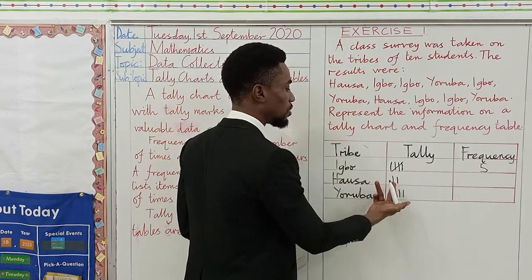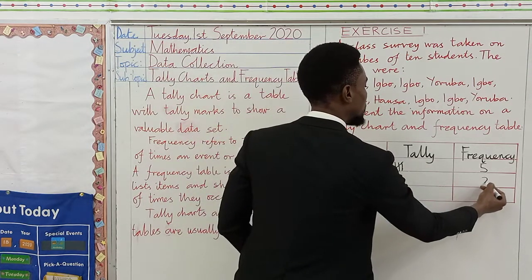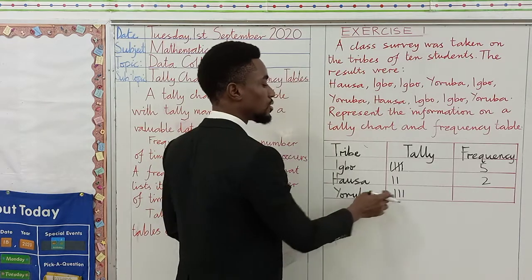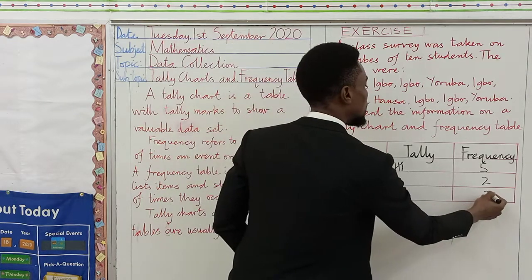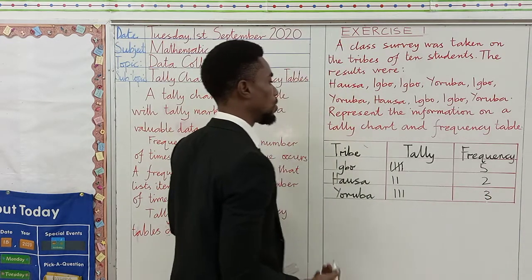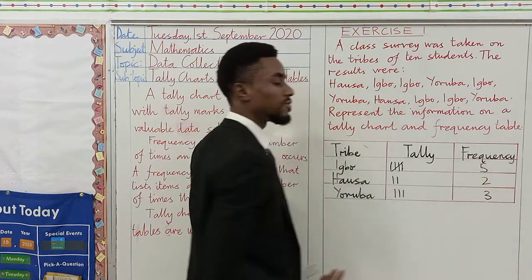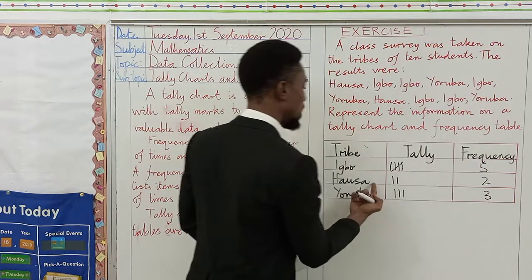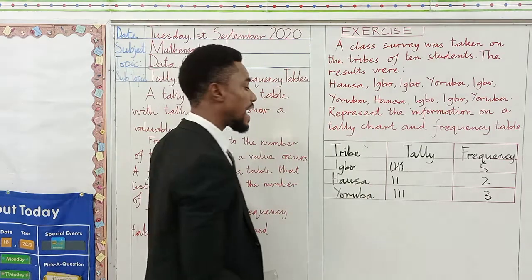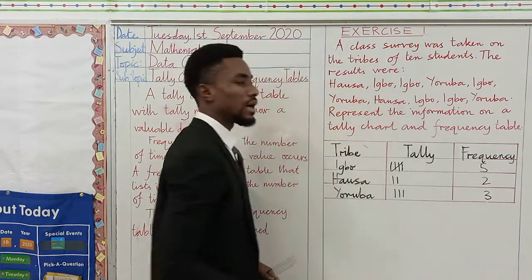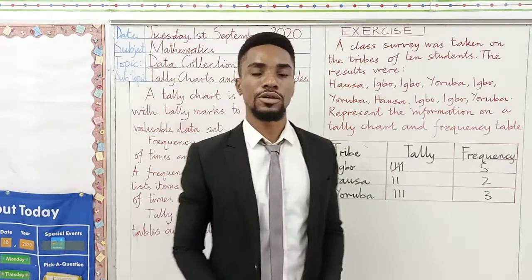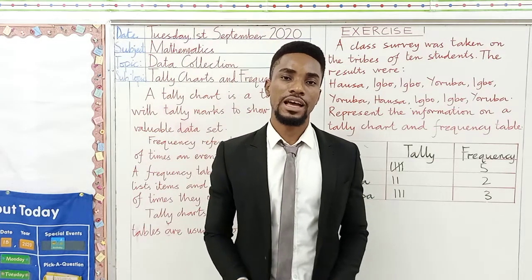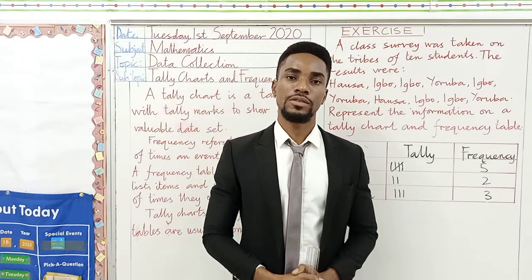Now Hausa is what? 1, 2, so we write 2. And Yoruba is what? 1, 2, 3, so we write 3. So there are 5 Igbo students and 2 Hausa students and 3 Yoruba students in the class according to the survey. And with this, we come to the end of this class.